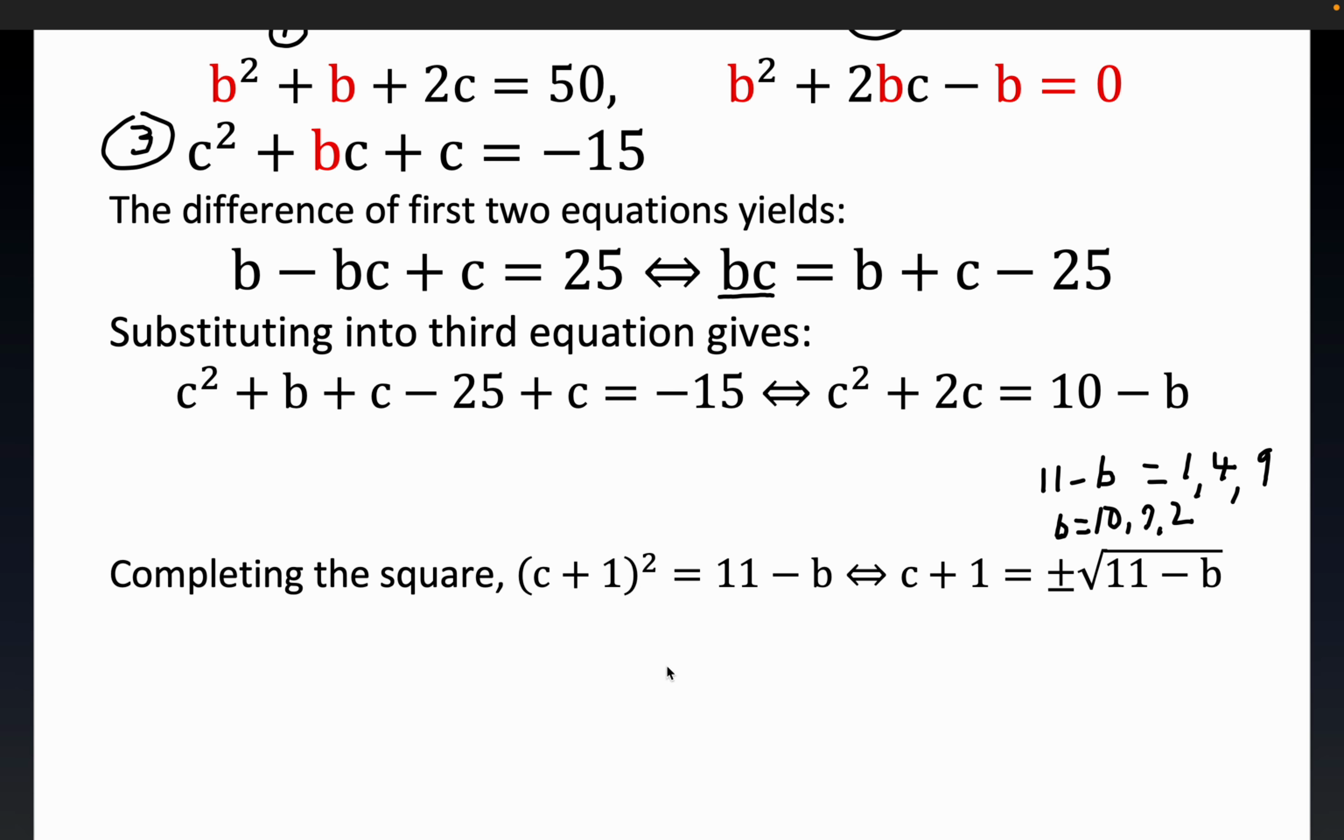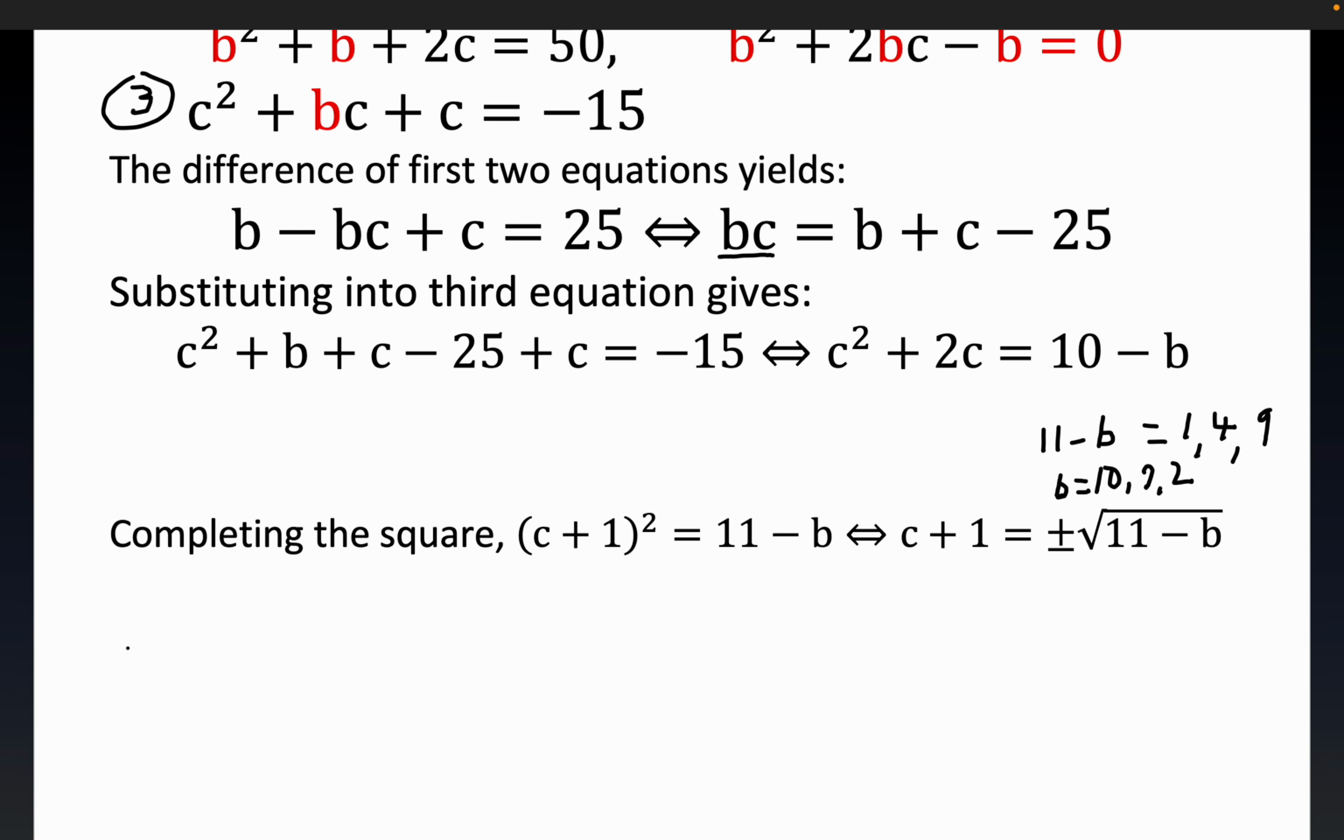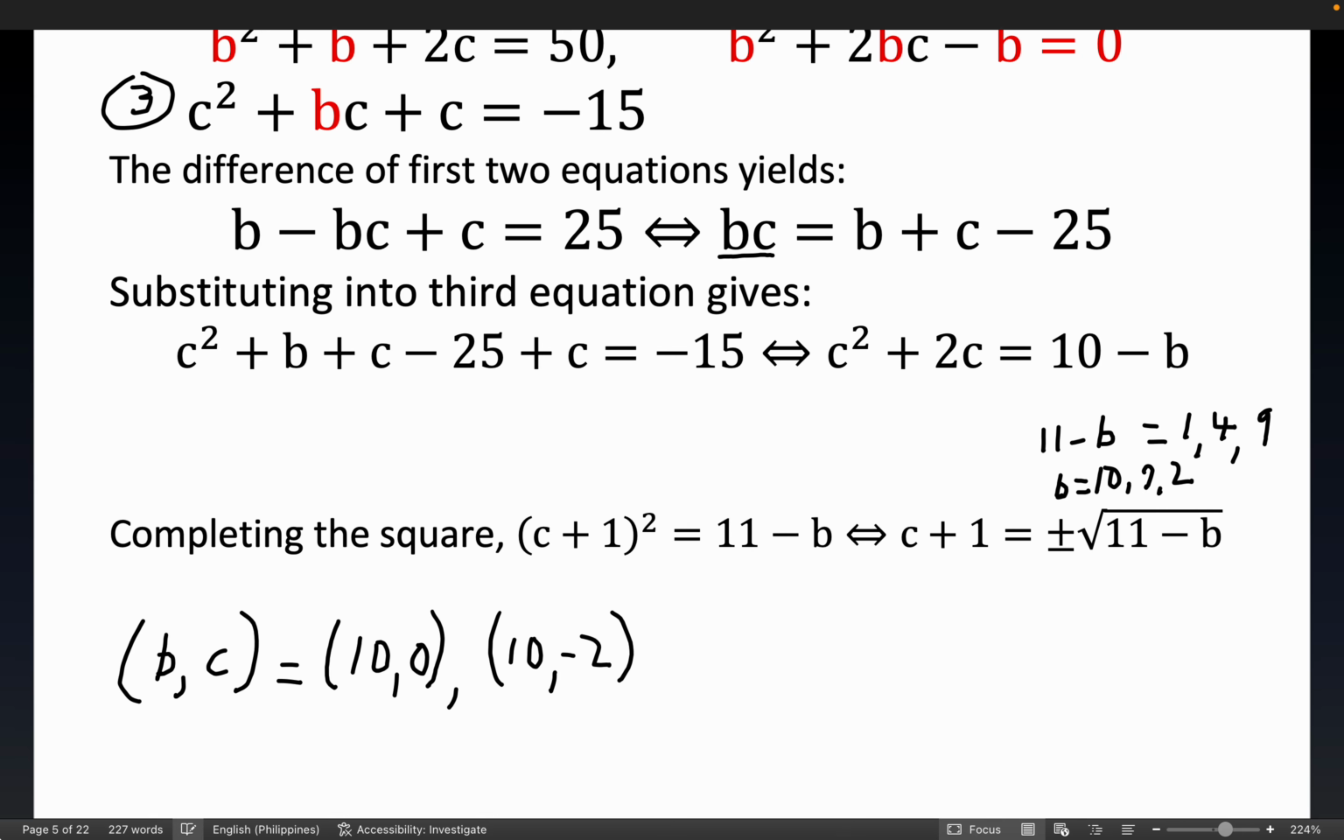So let's go ahead and write down the possibilities here. I'll do it like this. B, comma, C. I'll just write it horizontally here. 10, 0 is a possibility. And I'll delimit by commas here. 10, 0, 10, negative 2, and you guys can verify, but again, this has been double checked multiple times. I didn't get it right the first time. I was making quite a few arithmetic mistakes.